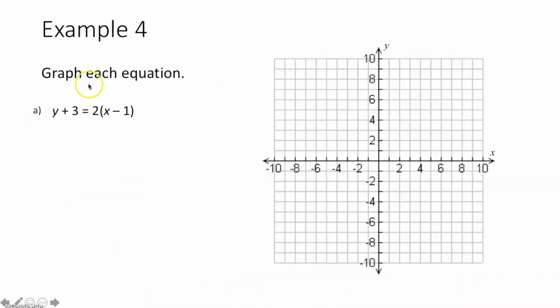Now example 4 says graph each equation. So here we have our equation of our line in point slope form. Anytime it gives you in point slope form, graph it out of point slope form. It's super easy. Here's how we do this.